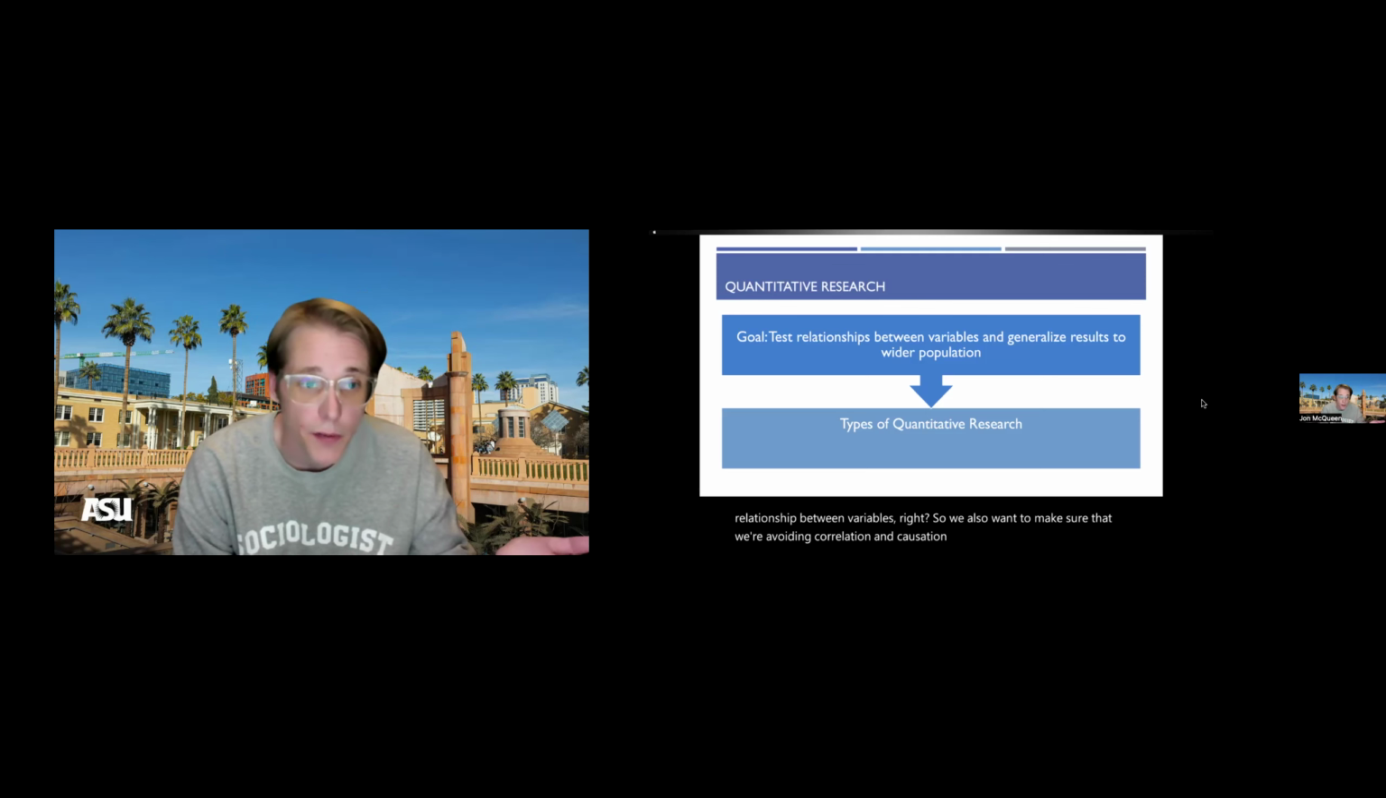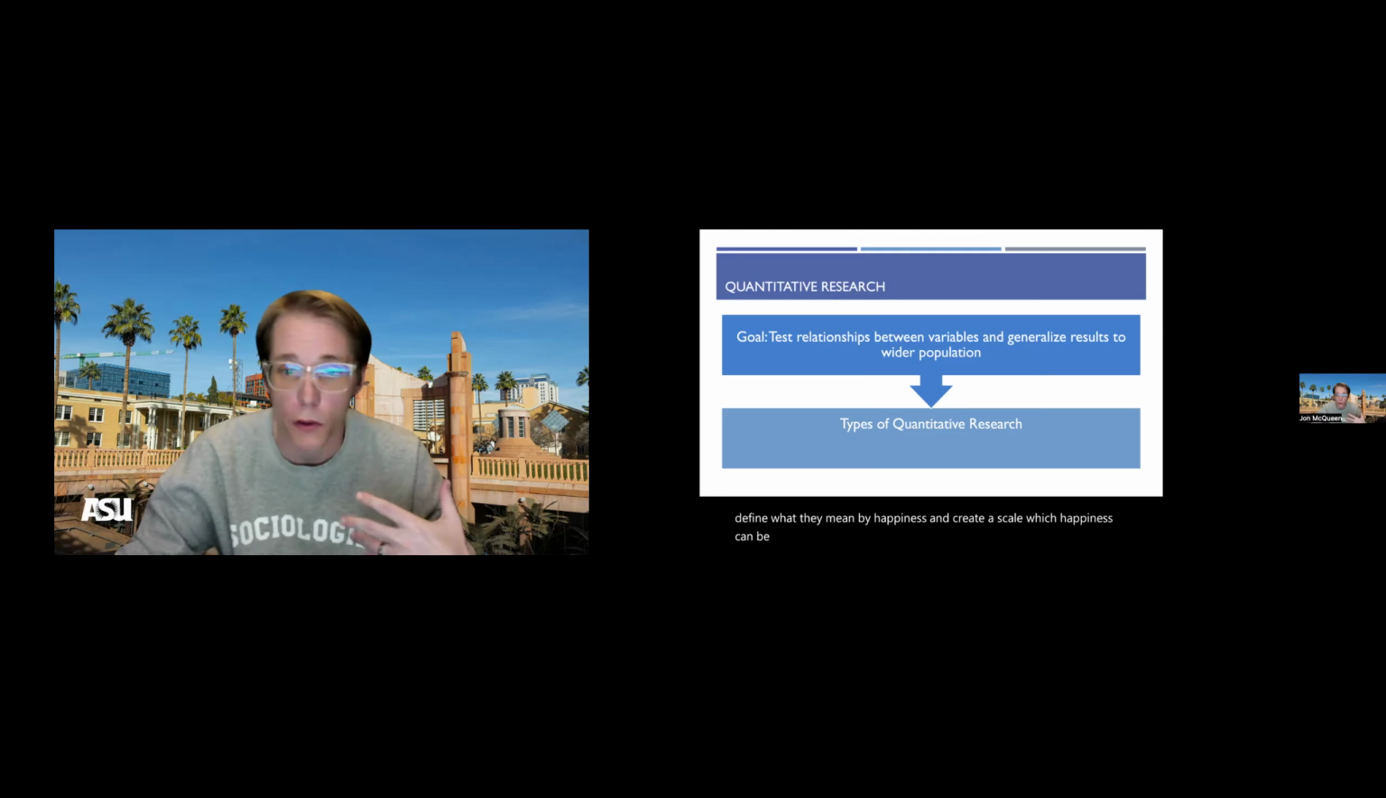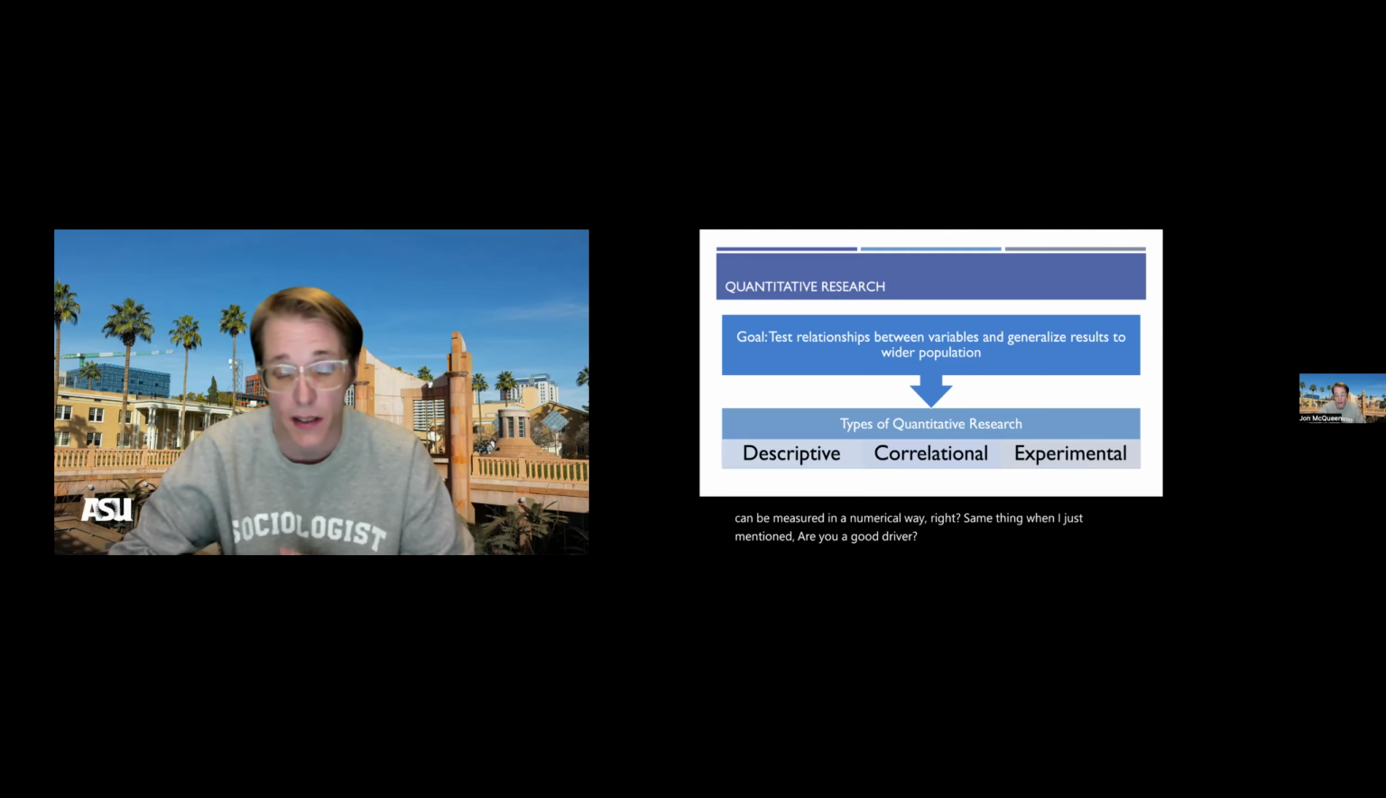For example, if a researcher wanted to measure participants' level of happiness, they must define what they mean by happiness and create a scale by which happiness can be measured in a numerical way. Same thing when I just mentioned, are you a good driver versus how many tickets in the last 6 months, versus 12 months, versus 24 months. So that's where you see descriptive, correlational, and experimental.